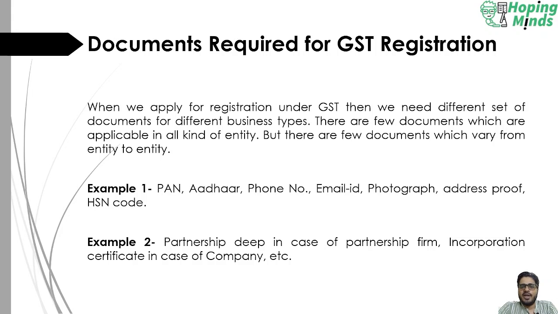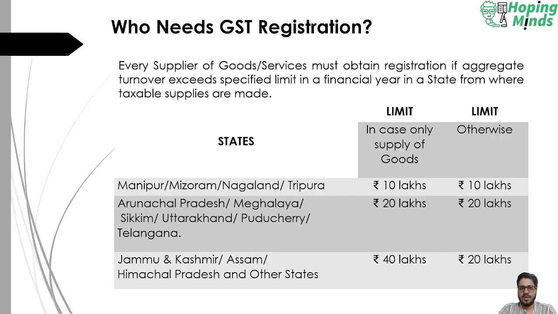So, we have already seen the threshold limits for getting enrolled under GST. Let us quickly go through them once. Who needs GST registration? Every supplier of goods or services must obtain registration if aggregate turnover exceeds the specified limit in a financial year. For states like Manipur, Mizoram, Nagaland and Tripura, the limit for goods is rupees 10 lakhs, and along with services also it is 10 lakhs.